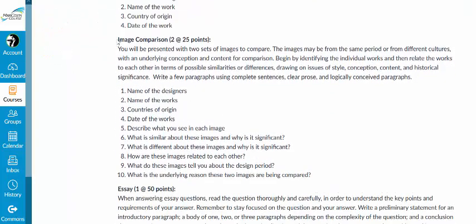Next, you'll have image comparisons. There are 2 of those, each worth 25 points. You'll begin by identifying the individual works and then relate the works to each other in terms of possible similarities or differences, drawing on issues of style, conception, content, and historical significance. You'll begin by identifying the works just as you did in the image identification.